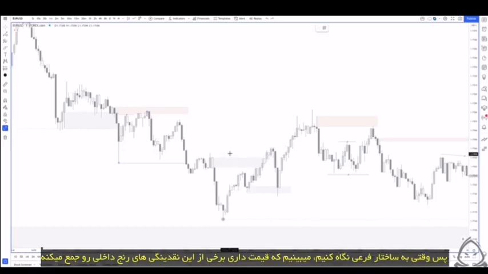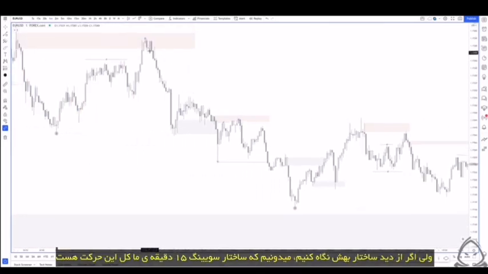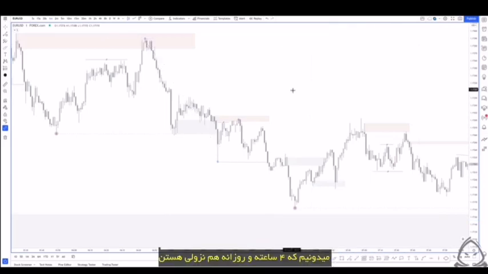So when we're looking at our substructure, we're starting to see that price is starting to break some of this internal range liquidity. But we also know, if we're just looking at it from a structural standpoint, that our 15-minute swing structure would be this entire move. So we know that price can move within this range to still remain bearish.